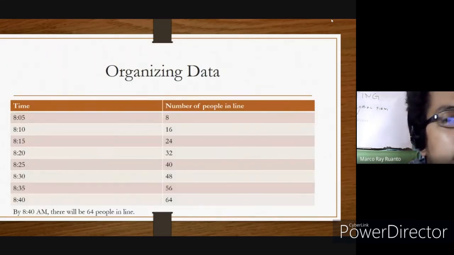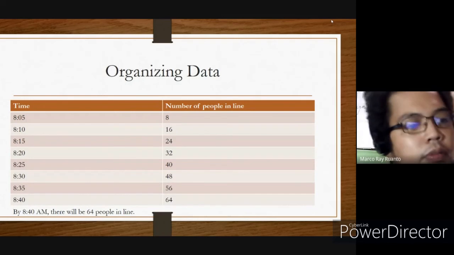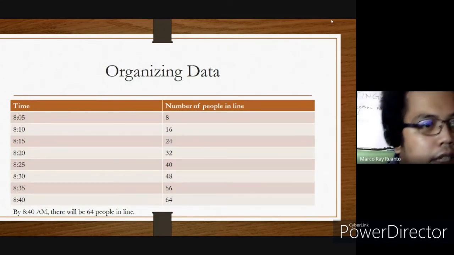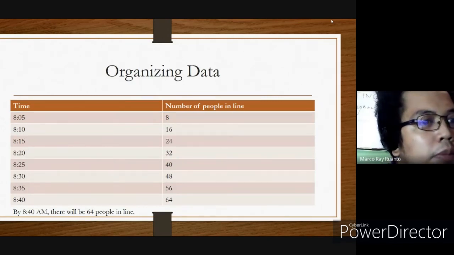And this is the table. At 8:05 we have 8, at 8:10 we have 16, 8:15 24, 8:20 32, 8:25 40, and so on. By the time it reaches 64, it is at 8:40 a.m. So we can say that by 8:40 a.m. there will be 64 people in line. So the answer here is 8:40 a.m. That's how organizing data works. You can use a list or you can use tables.